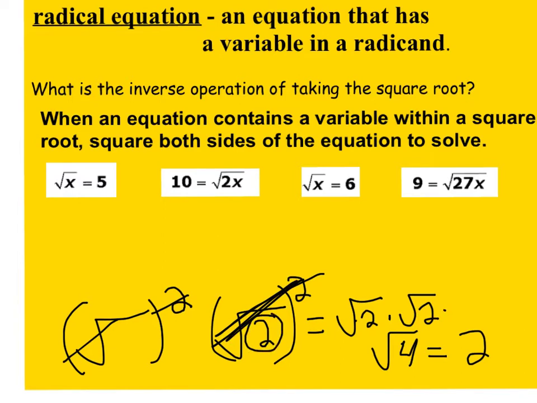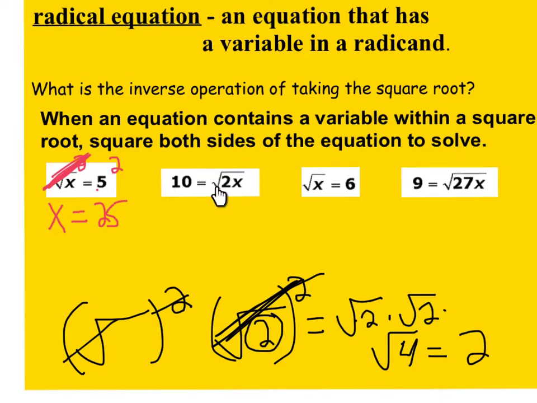So, when an equation contains a variable with a square root, square both sides of the equation to solve it. And that's what I'm going to do. I'm going to square this and square this. This 2 will cross off the square root symbol. It cancels. So the x is out of jail. Okay? So we have x equals, now I have to say 5 squared is 25.